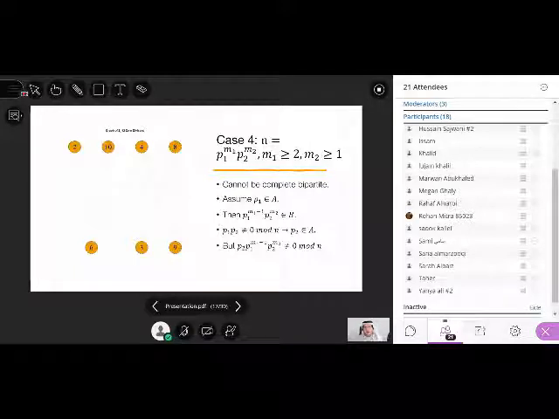Now, case 4, n equals two distinct primes with powers m1 and m2. However, m1, without loss of generality, is greater than 1, so it can be 2, 3, 4, and so on, while m2 can be 1, 2, 3, and so on. So it has to be greater than or equal to 1, not strictly greater than 1. Again, it cannot be complete bipartite, but in this case, as you can see, I showed a case where it doesn't have an odd cycle. So we have to look another way.